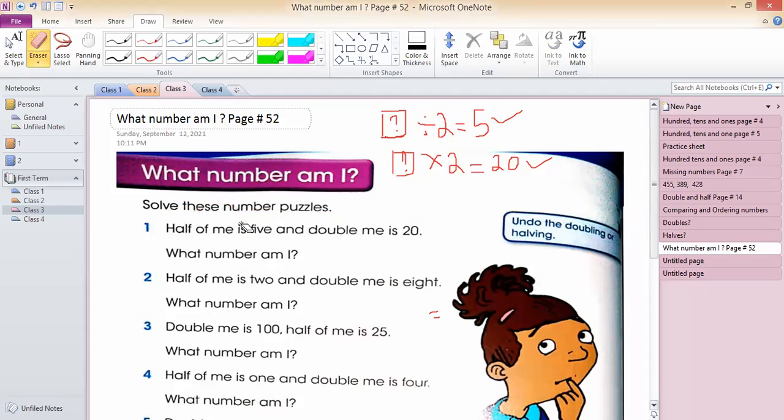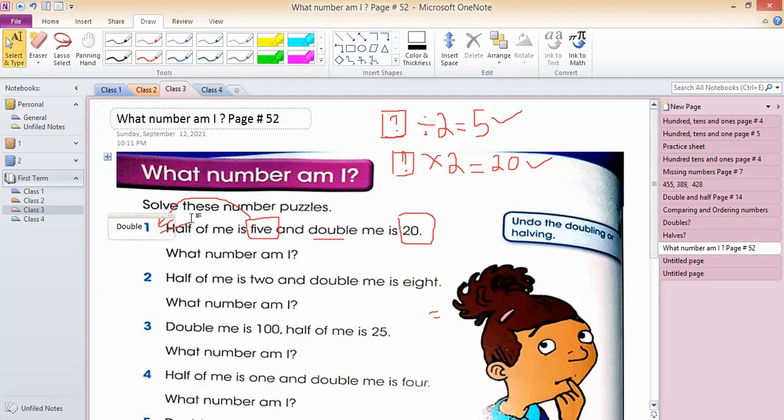The question is saying half of me is 5. That means if you divide that number by 2, you will get 5. And if you double that number, you will get 20. So how will you find that number? This is half. If you halve it, you will get 5. So double it. Find the double of 5.